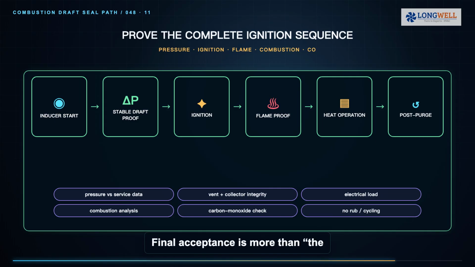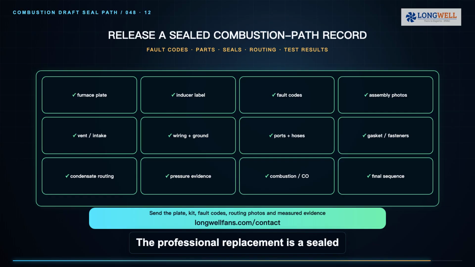Final acceptance is more than the furnace lights. A qualified technician must verify the pressure signal against the exact service data, check vent and collector box integrity, confirm electrical load and inducer operation, and perform the combustion and carbon monoxide checks required by the manufacturer and local rules. If draft still fails, stop. Do not increase switch sensitivity or bypass a safeguard, return to the vent, condensate, pressure path, installation, heat exchanger and control evidence. The professional replacement is a sealed combustion path restoration.